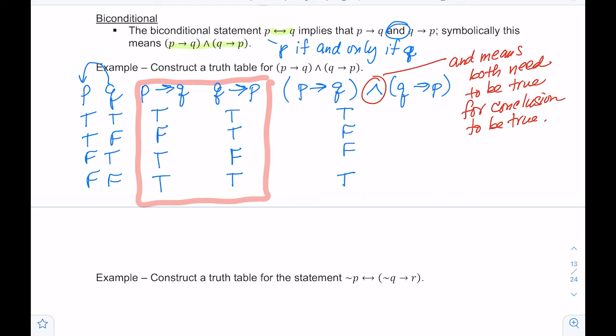So as you can see here, if you look at this first row and this last row, they're true, which makes sense. It's telling us that if P occurs, then Q occurs is true, and if Q occurs, then P occurs is true. And the last statement is telling us that if you reverse it, if Q then P and if P then Q, both are true as well. But the middle two don't work because one of those statements is false, which means the other can't work.